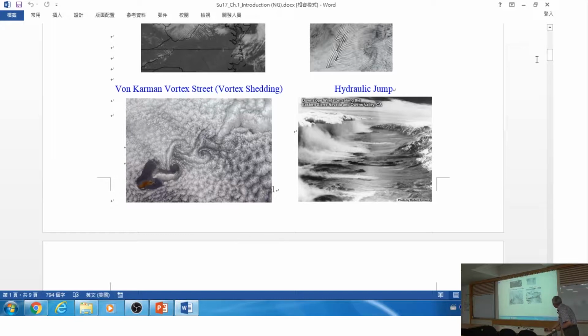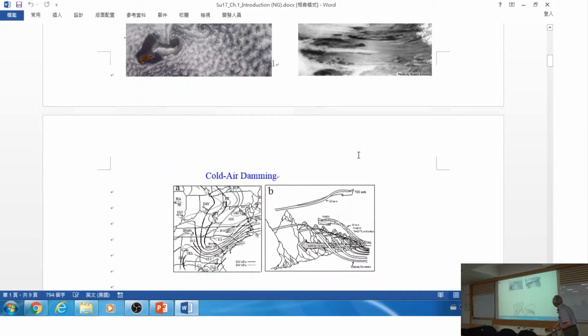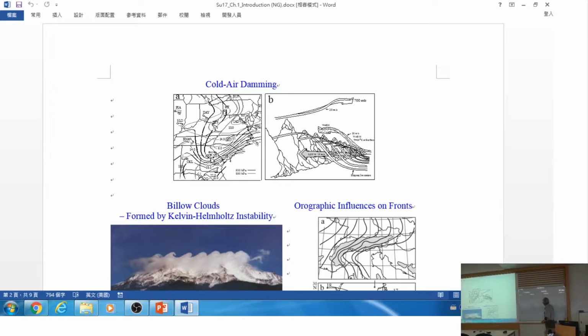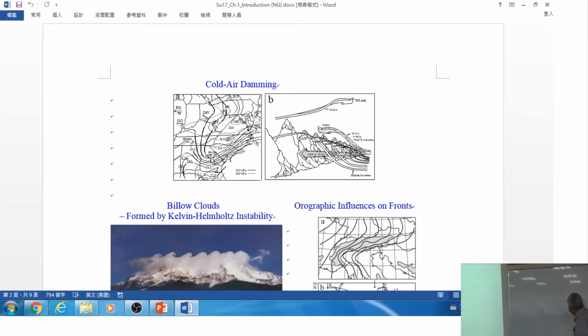Okay, so this is called hydraulic jump. And then this other phenomenon is cold air damming. So flow coming to here, like what happens in the Appalachians. And sometimes we have pressure here, pressure here. The flow coming in gets dammed, like by the mountain. So we have cold air blocked by the mountains.